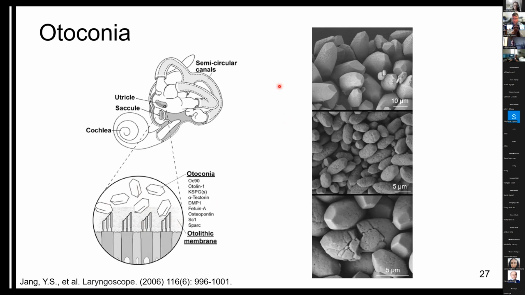As you can see in these SEM images on the right, these are otoconia which have been dissected from rats. The otoconia at the top have been dissected from rats that are middle-aged, and the others from rats that are much older. You can see that these calcite crystals look quite smooth in the middle-aged rats, but in the older rats, these otoconia are pitted, fissured, even broken apart.